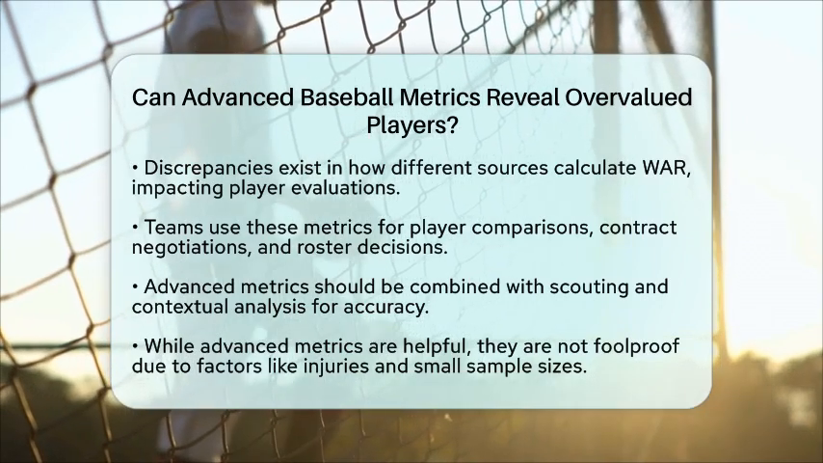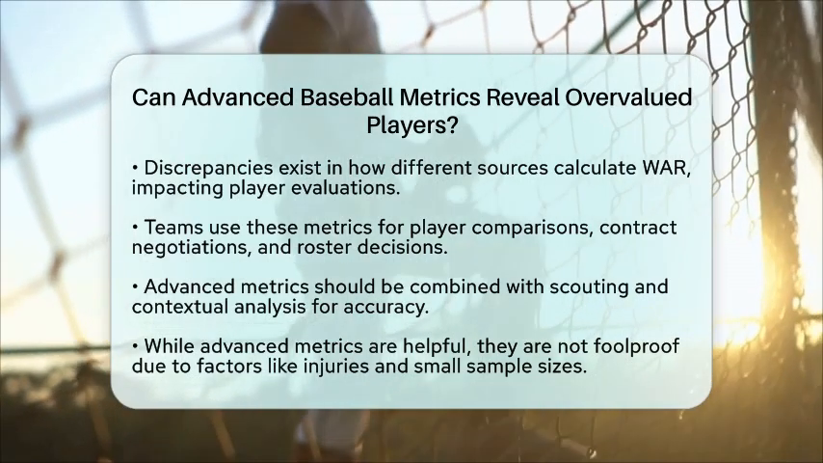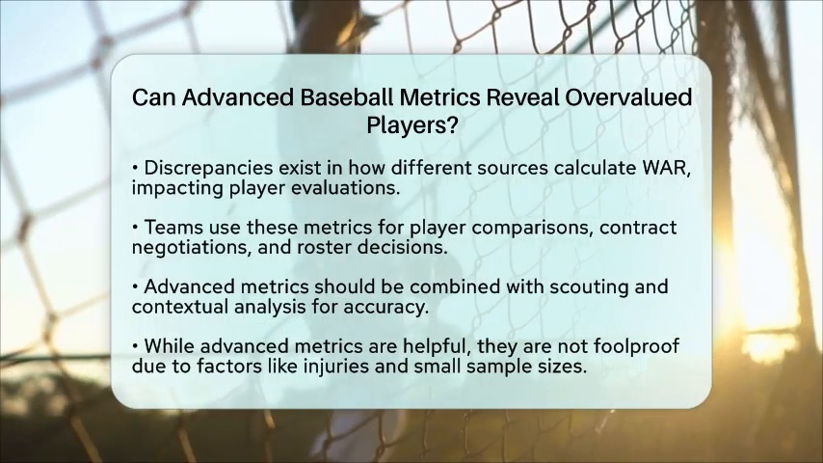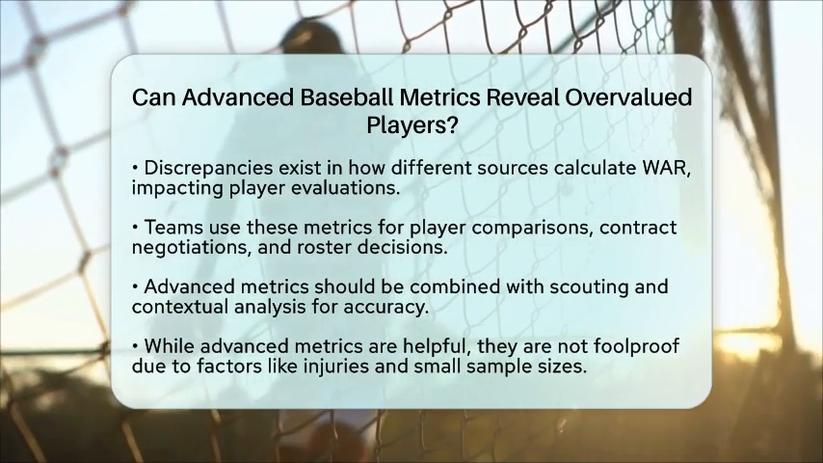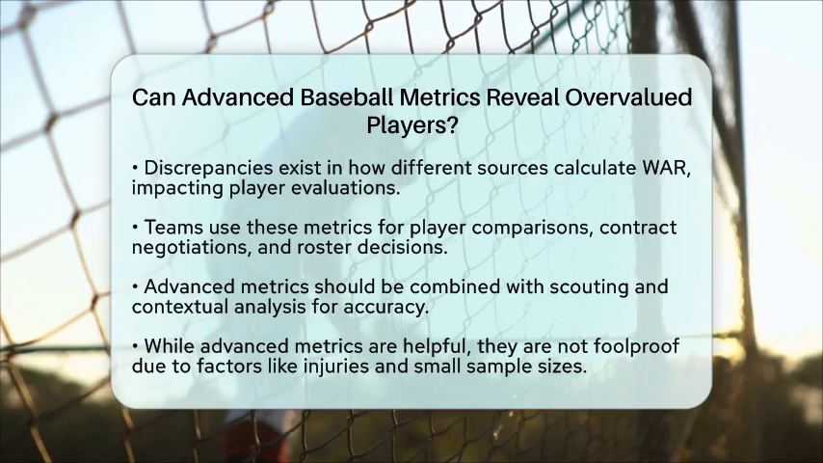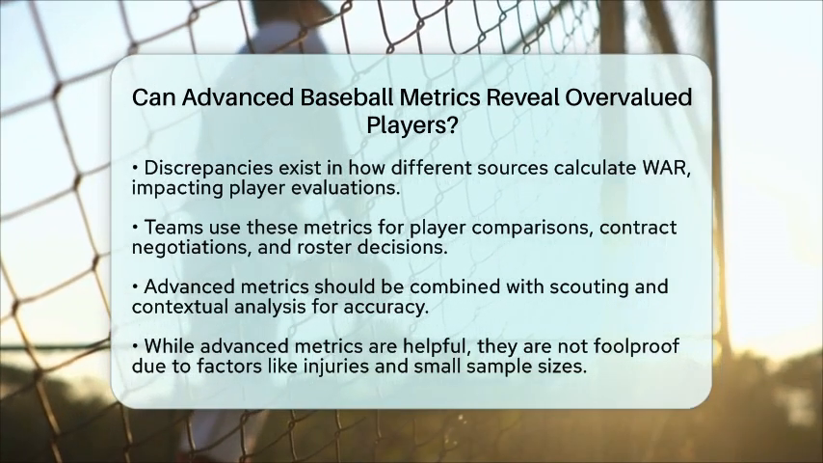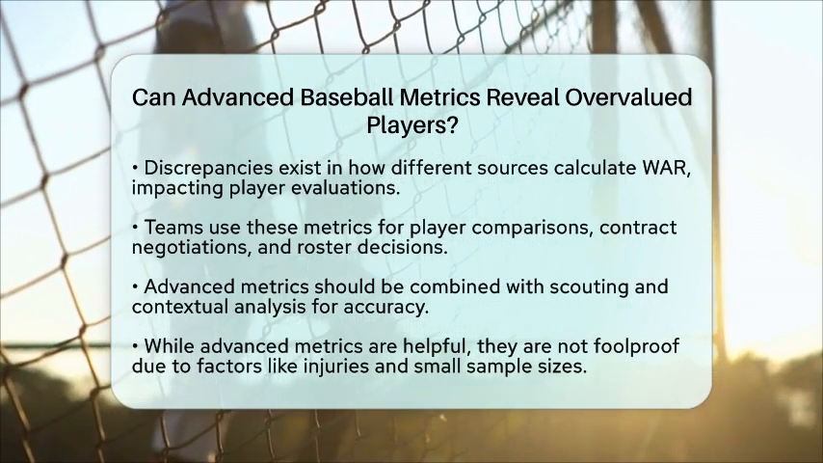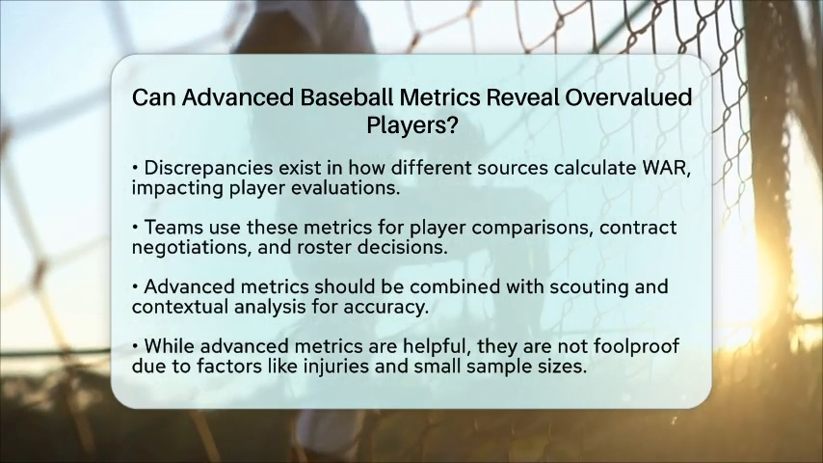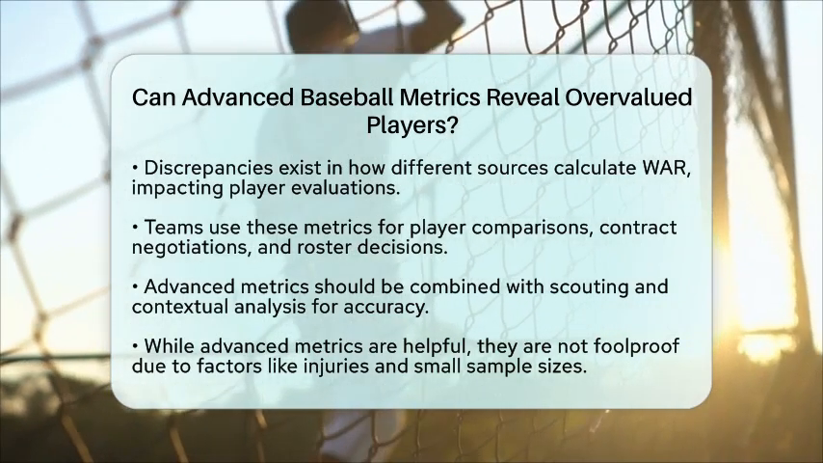Factors like injuries, changing roles, and small sample sizes can impact assessments. Therefore, it is essential to combine metrics with scouting and contextual analysis. Advanced baseball metrics serve as useful tools for revealing overvalued players by measuring their actual contributions in offense, defense, and base running. By comparing these metrics to contract values, teams can make informed decisions about player evaluations.